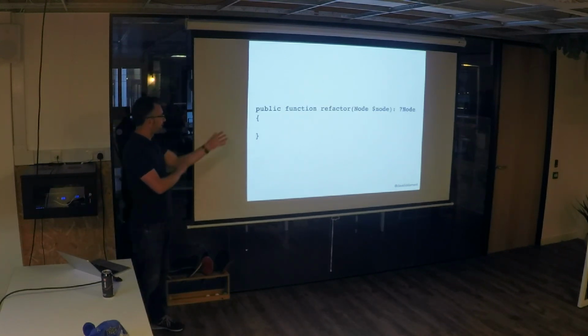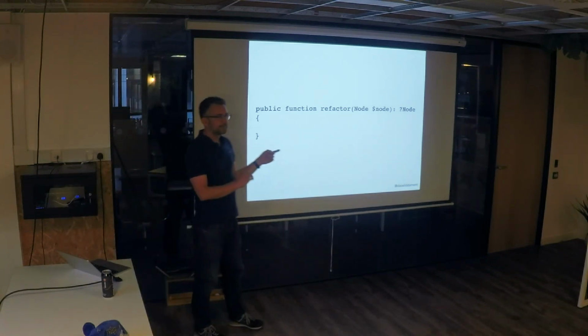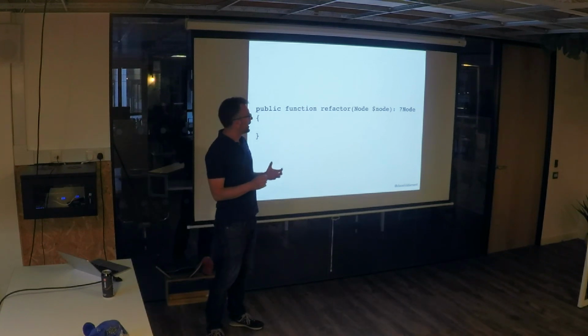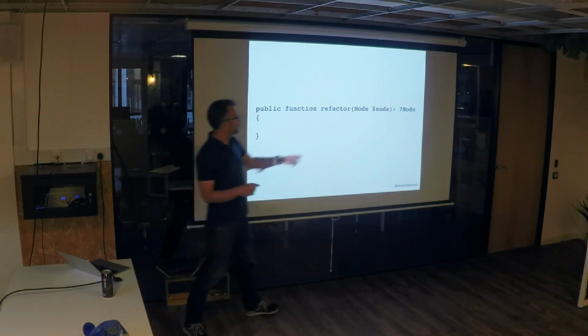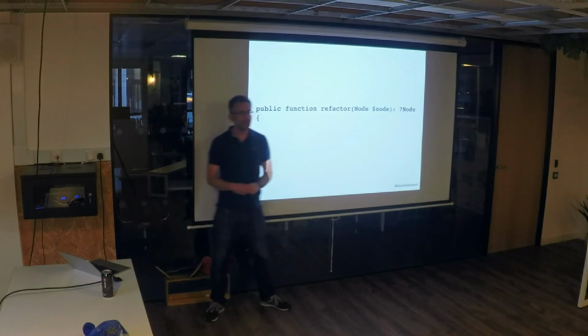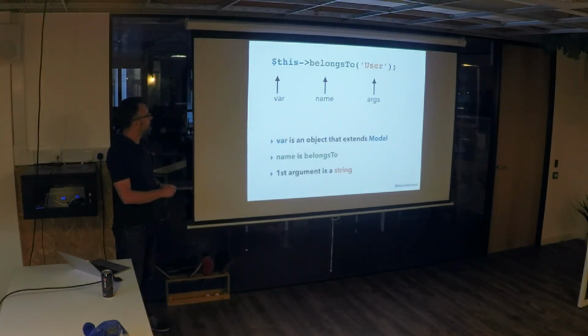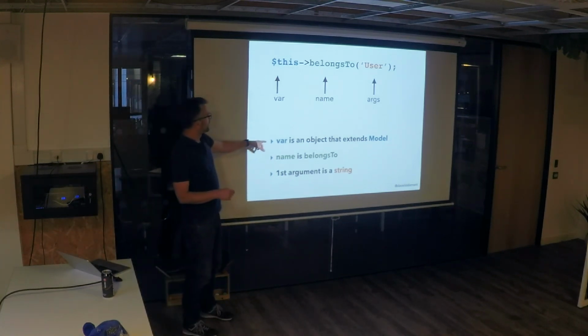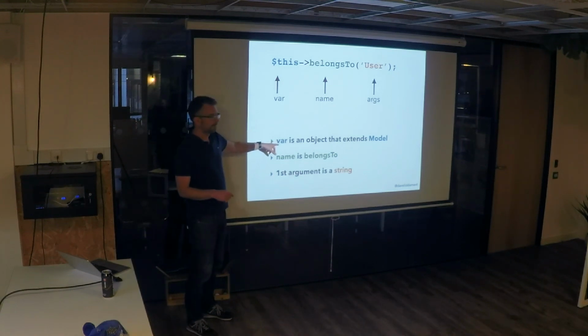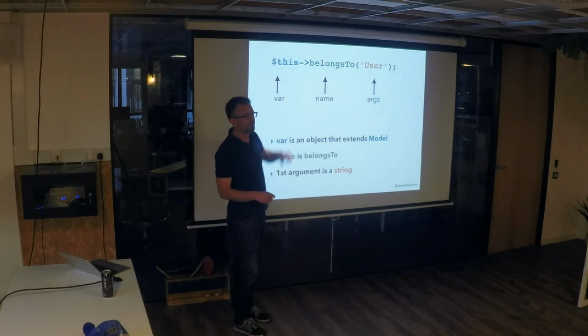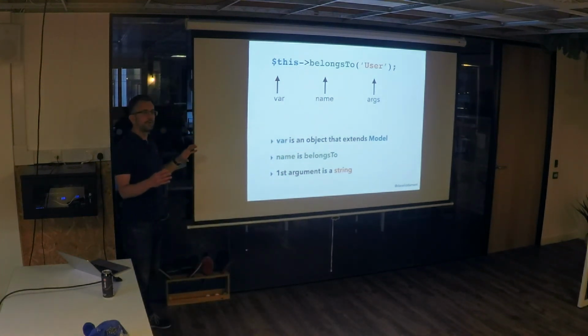And then the other thing we need to fill in is this refactor method. If we return null, then it means we're not going to make any alterations. And if we return the node, then that will replace whatever node is passed in. So this is how we change the code. So if you think about what we're asking, we're saying $var must be an object that extends Model, name must be belongsTo, and the first argument must be a string. And if all of those things are true, we're then going to modify this node, okay?